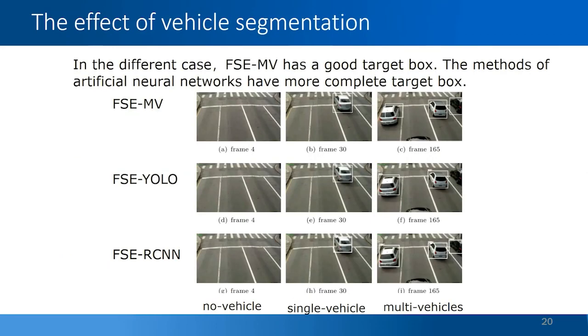This is the effect of segmentation. In different cases, FSE-MV has a good target box. The neural network approach uses pixel domain information for segmentation, and they have a more complete target box. However, FSE-MV has much lower latency than this method.